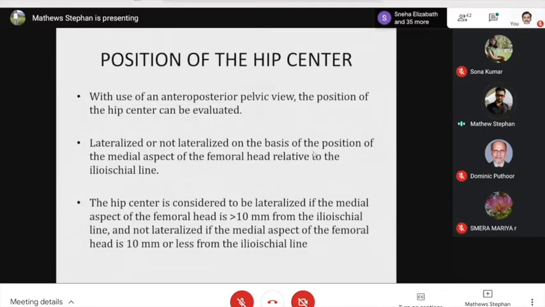Next, coming to the position of the hip center. With use of an anteroposterior pelvic view, the position of the hip center can be evaluated as lateralized or not lateralized on the basis of the position of the medial aspect of the femoral head related to the ilioischial line. The hip center is considered to be lateralized if the medial aspect of the femoral head is greater than 10 mm from the ilioischial line, and not lateralized if the medial aspect of the femoral head is 10 mm or less from the ilioischial line.